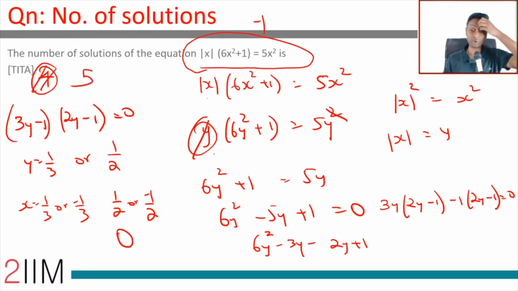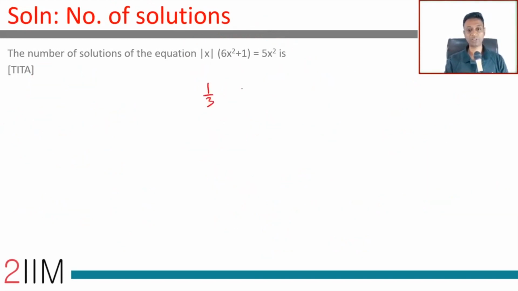Every time you cancel on both sides, you've got to keep in mind that you simply cannot cancel 0 on both sides. That means when you cancel, you're saying this cannot be 0. So you have to worry about the time where it becomes 0 and then account for that solution. So x is 1 by 3, minus 1 by 3, 1 by 2, minus 1 by 2 and 0.